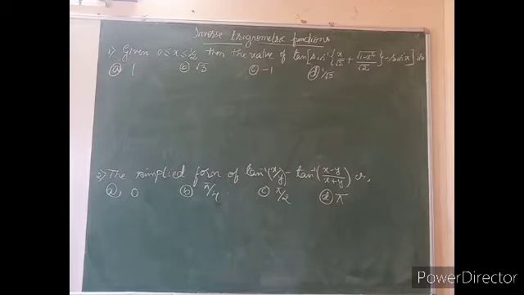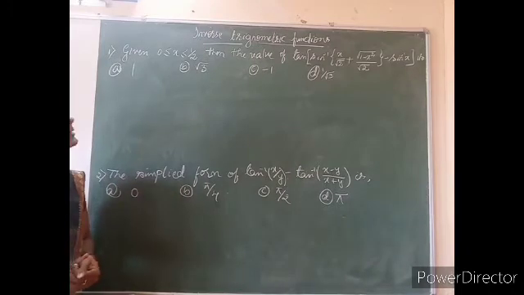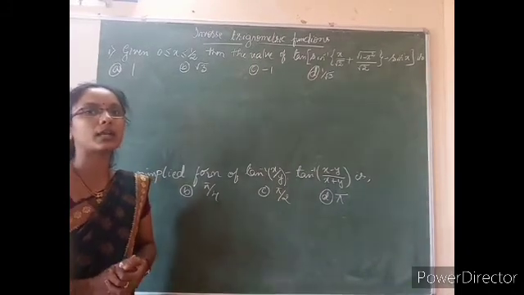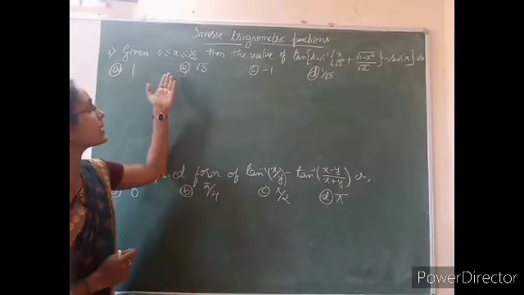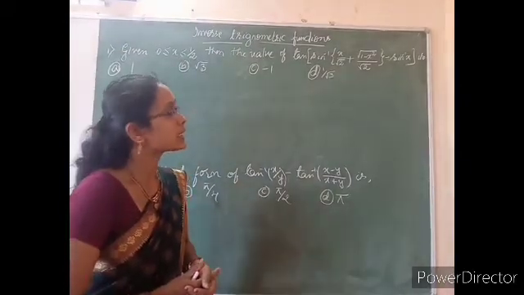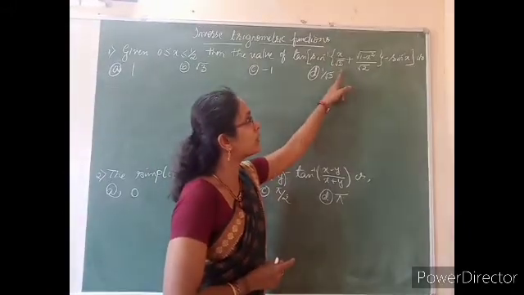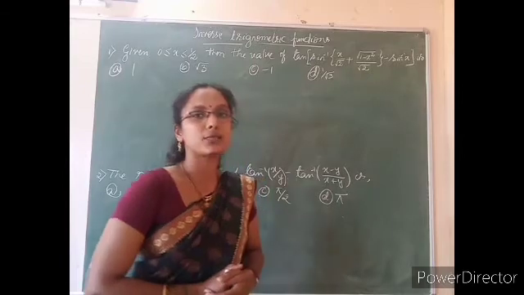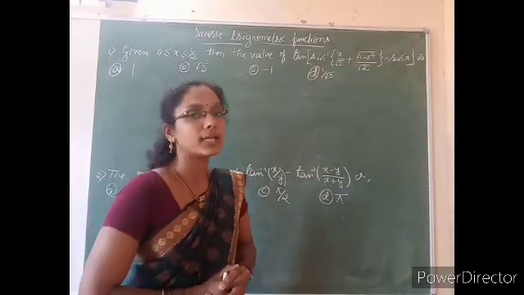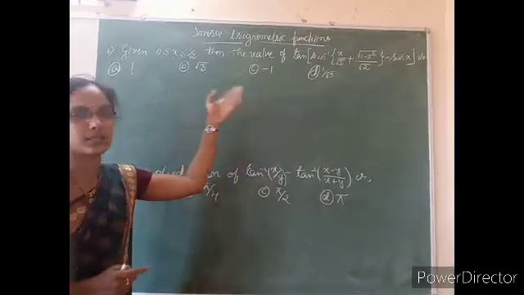So let's begin with the problems, solving the first one. The first problem says, given that x is between 0 and 1 by 2, so 0 is less than or equal to x, less than or equal to 1 by 2, then the value of the expression tan of sine inverse of x by root 2 plus root of 1 minus x square, divided by root 2 minus sine inverse x, is. There are four options here.